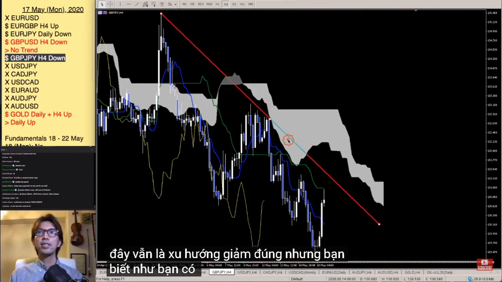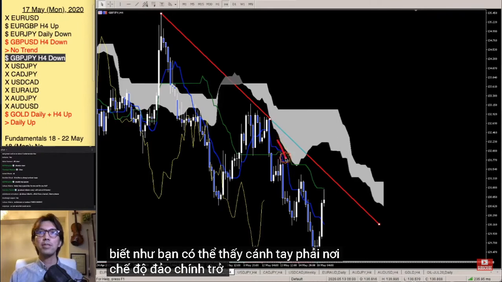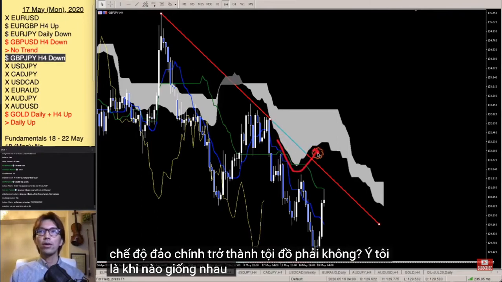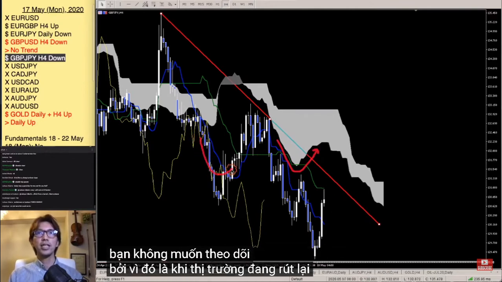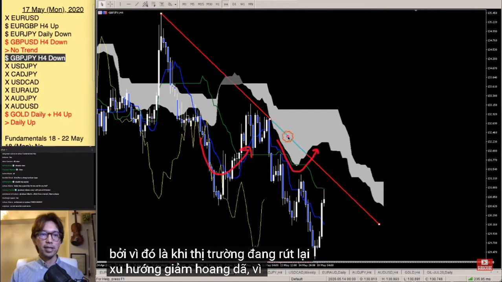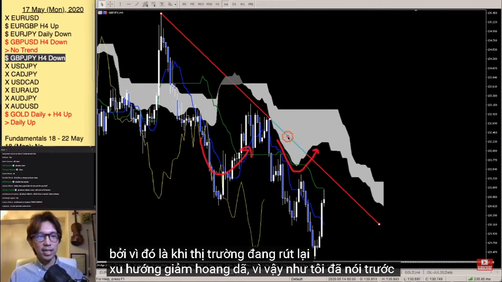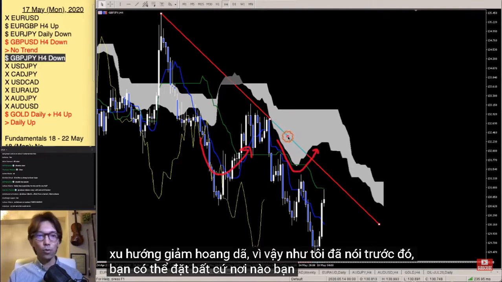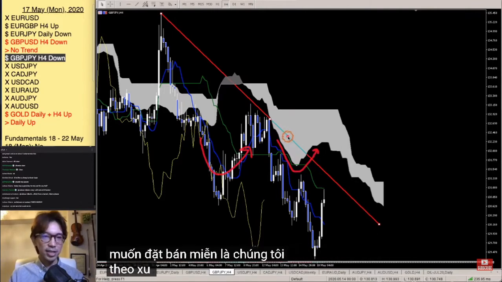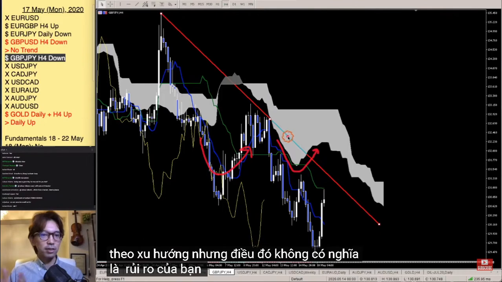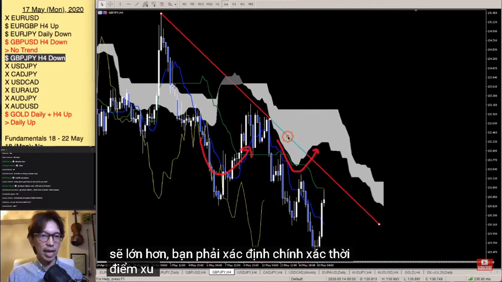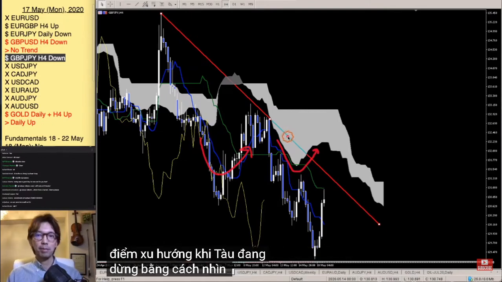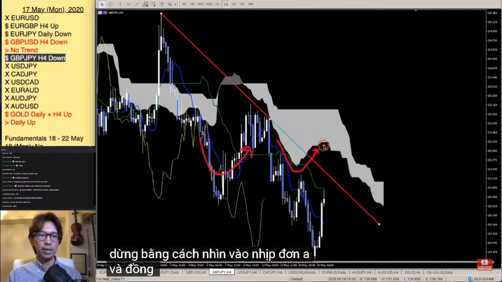But as you can see, where the Kumo becomes thinner, that's when Senko span A is retracing, and you don't want to take trades, because that's when the market is retracing while in a downtrend. Like I said earlier, you can place a sell wherever you want as long as you follow the trend, but it doesn't mean that your risk to reward ratio is going to be greater. You have to spot exactly when the trend is and when the trend is stopping by looking at the Senko span A and also Kijun Sen, right?